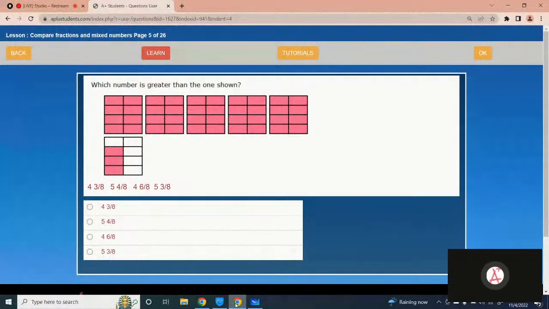Very good. It would be 5 whole 4 over 8. Very good, Maggie. It would be 5 whole 4 over 8. Very good.